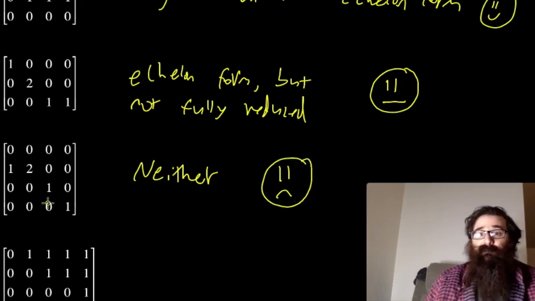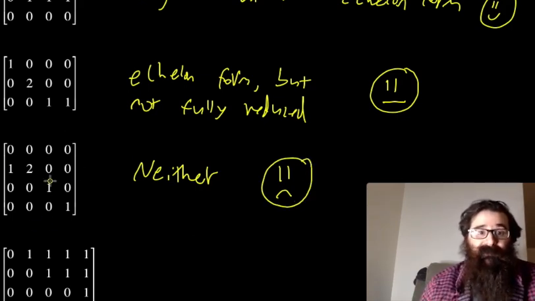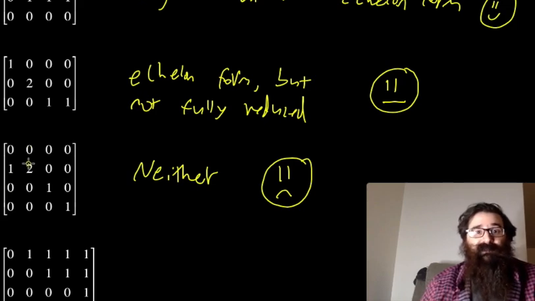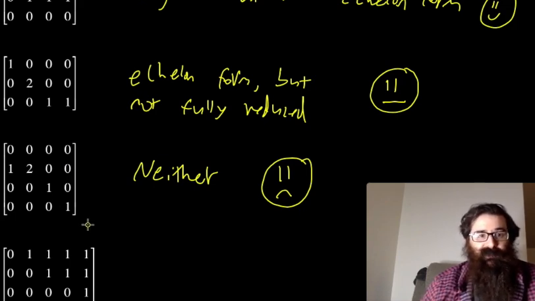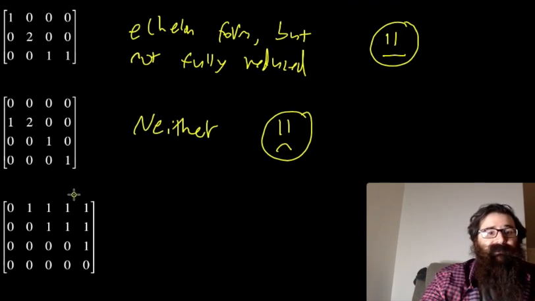We could fix it, right? If we did row operations, we could improve on this definitely. But as the question states, I'm looking at this matrix as I'm given it. It doesn't look like it's going to be echelon or reduced echelon. Let's take a look at this last example.